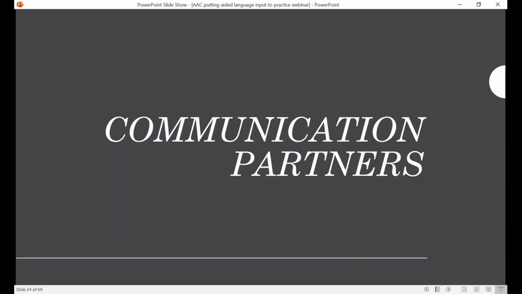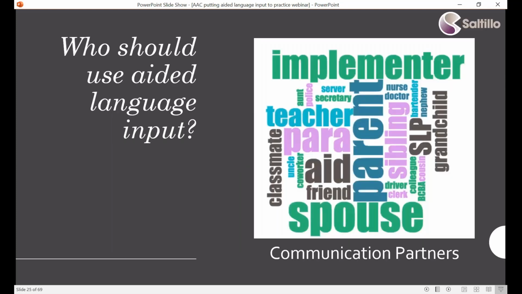Okay, so that being said, we are going to move on to communication partners. And when we think about who's going to use aided language input, it's really going to be anybody. So all of us that are here today, everybody on your team, it doesn't matter how often we're interacting with a person using AAC. If we are interacting, we are a communication partner. So one thing to note as we go through some of these other strategies, not just modeling, is to think about some of these strategies that you can take back to your teams and be able to train everybody to be a good communication partner.